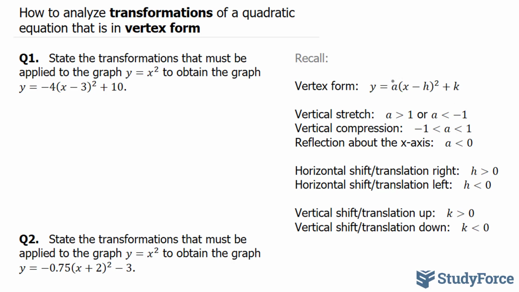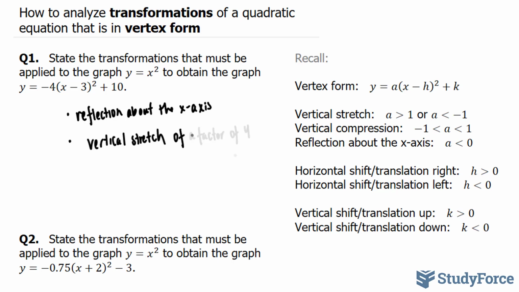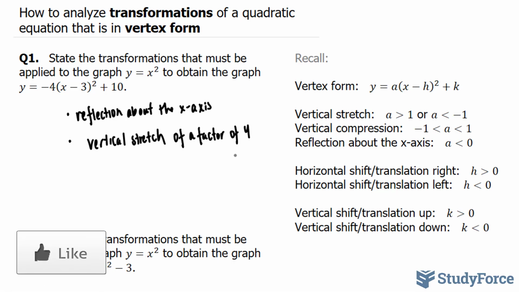In our case, a is equal to negative 4. The first thing that I notice is that this 4 is negative, therefore there's a reflection about the x-axis. So let's write that down. I also notice that this negative 4 is less than negative 1. For instance, a is less than negative 1. Therefore, there's also a vertical stretch of a factor of 4. This means that our y values will happen 4 times faster than they would if that a didn't exist.